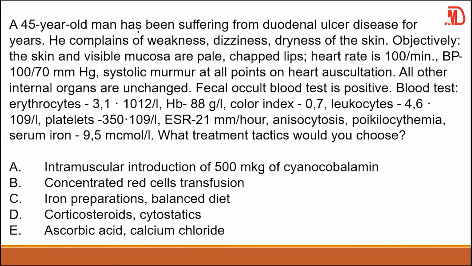A 45-year-old man has been suffering from duodenal ulcer for years. Complaints of weakness, dizziness, dryness. But before I continue, who can tell me 3 complications of duodenal ulcer in every patient? Perforation, bleeding, penetration. Fantastic. So penetration, bleeding, perforation. Excellent. These are the complications that might arise for people suffering from duodenal ulcer for quite a long time.